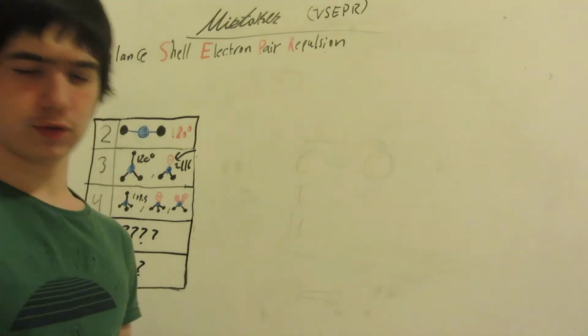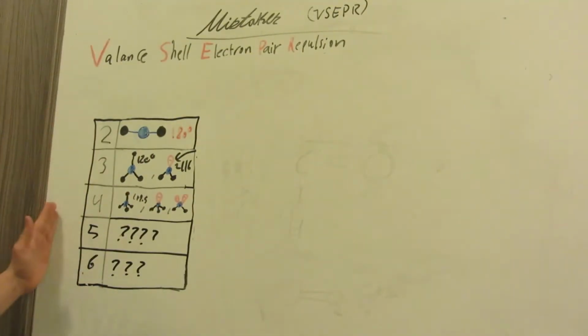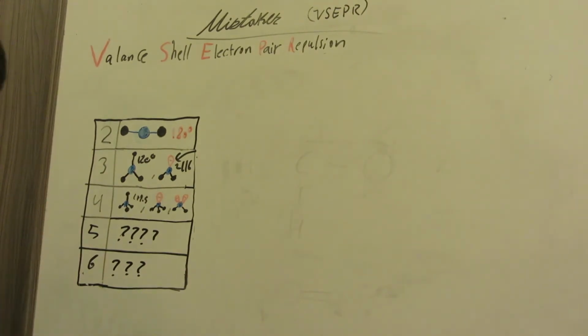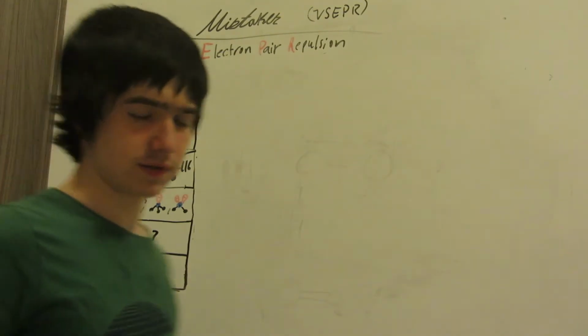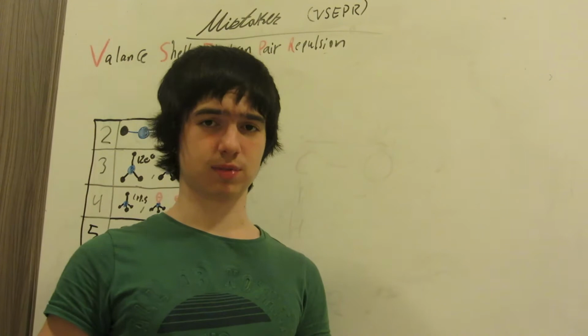Alright, so in the previous video we talked about the VSEPR theory and about the families of the VSEPR theory, and in the coming video we're going to talk about the family with the 5 things and the 6 things. Now let's talk about the common mistakes that students fall into so you don't fall into such mistakes.